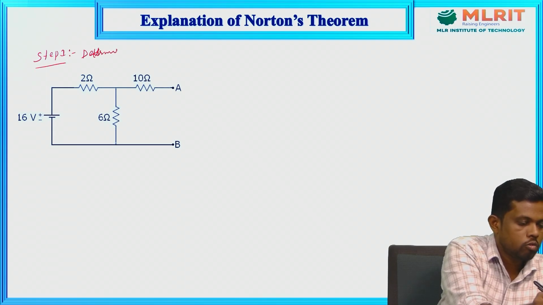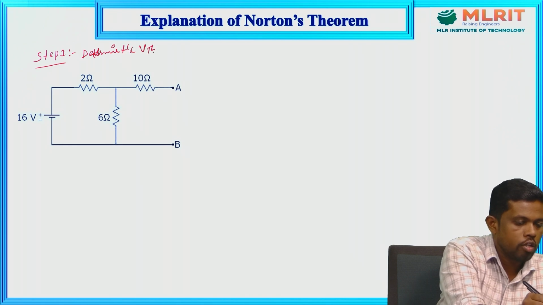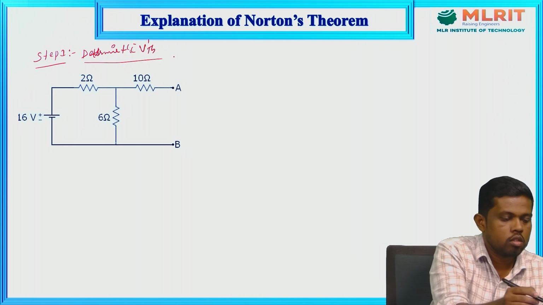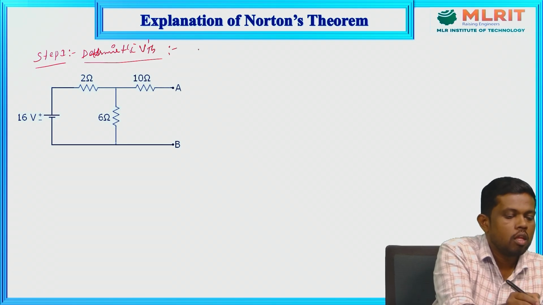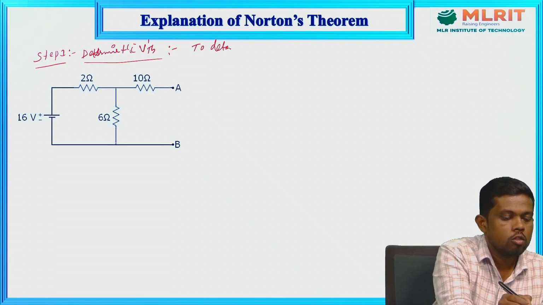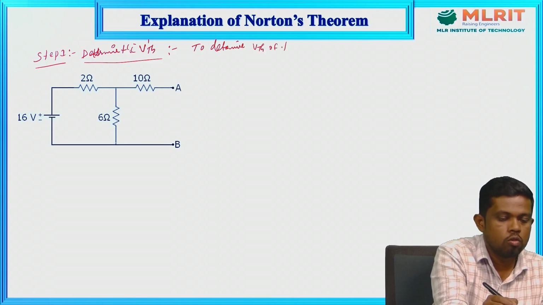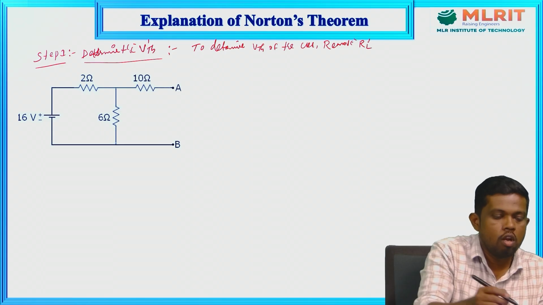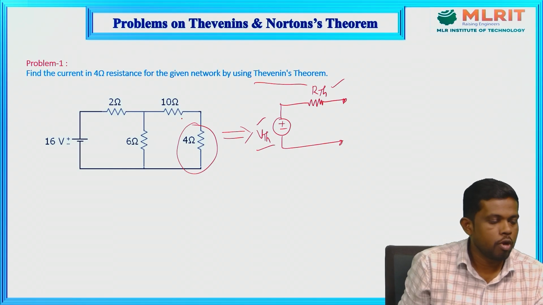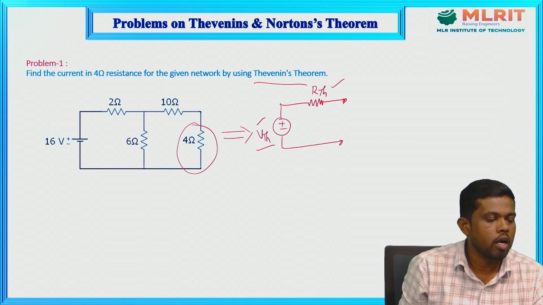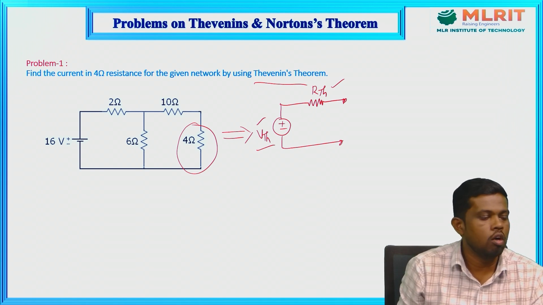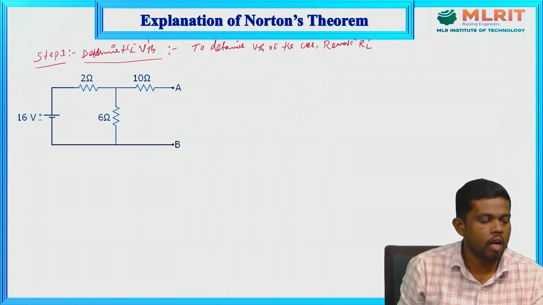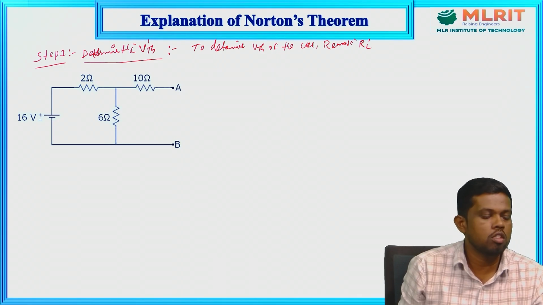Determine the VTH, that is nothing but the Thevenin voltage. To determine the VTH of the circuit, we can simply remove the load resistor from the load terminals. In the problem, they have mentioned we need to get the current through the 4 ohm resistor. That corresponding element is called the load element, so while calculating the VTH, we remove the load resistor from the load terminals.